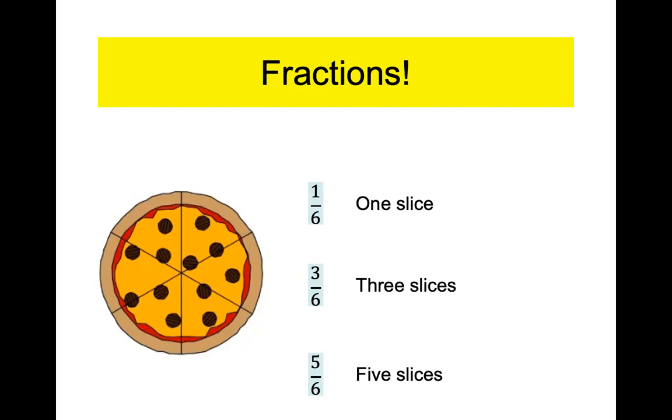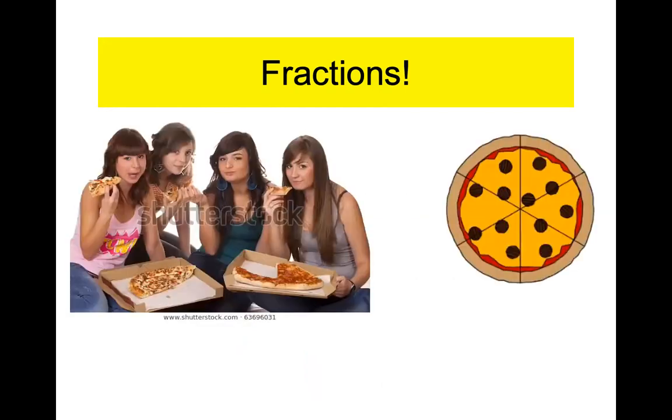For instance, 3 slices, 3 out of 6. If you divide the numerator by the denominator, 3 divided by 6, you get 0.5. That's half the pizza. You could also reduce 3/6 and get 1/2, and that would describe half of the pizza. Okay, so that's background information.